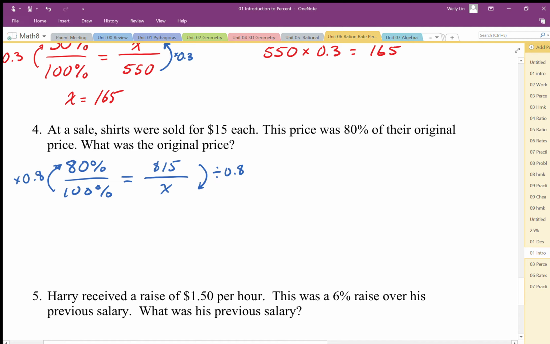So we end up with $15 divided by 80%. And that gives us x is, hold on here, 15 divided by 0.8. It gives us $18.75 as the original price. Okay, so this represents the original price.